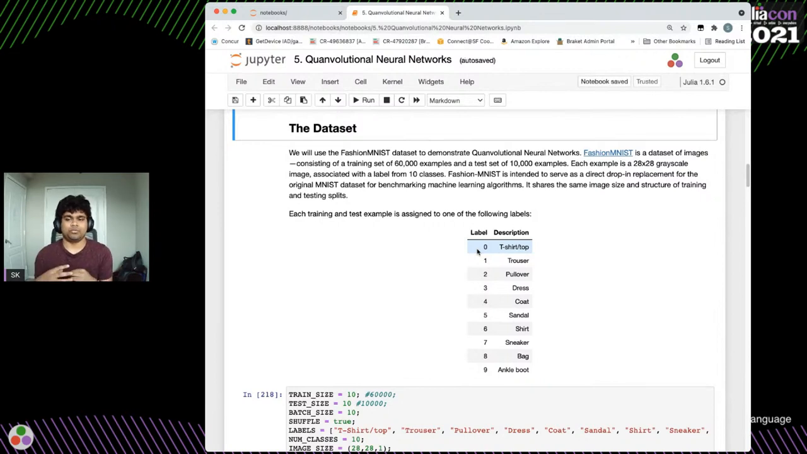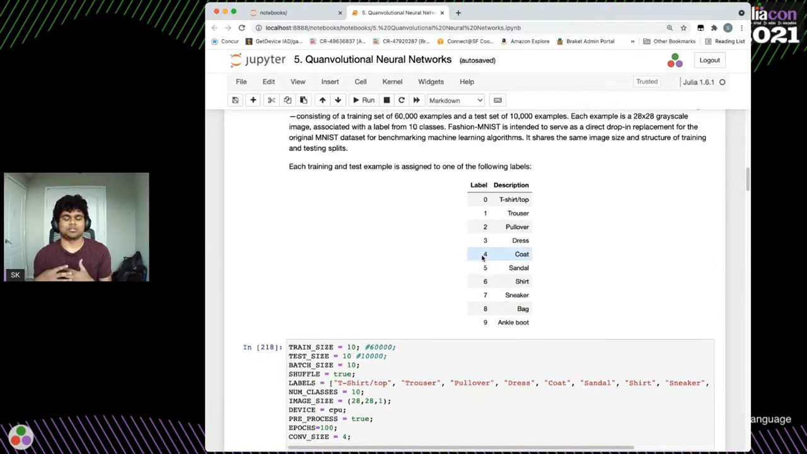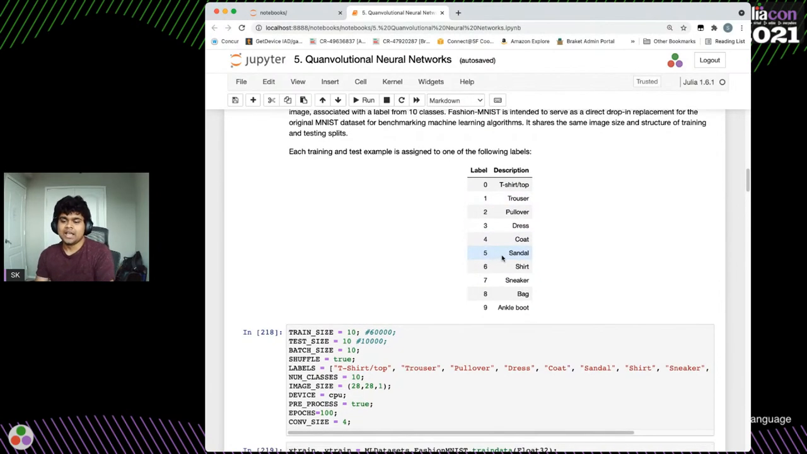So if you're familiar with the MNIST data set, it's the handwritten digit recognition data set. Fashion MNIST is the analog to that data set. It's a drop-in replacement for that. Here we have images of apparel, and you classify the images of those apparel into one of 10 classes, right? So there's t-shirts, trousers, pullovers, dress, coats. Well, basically, I've listed all of them here, right?